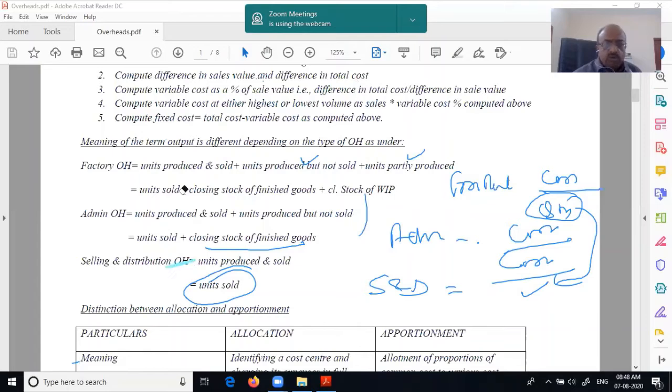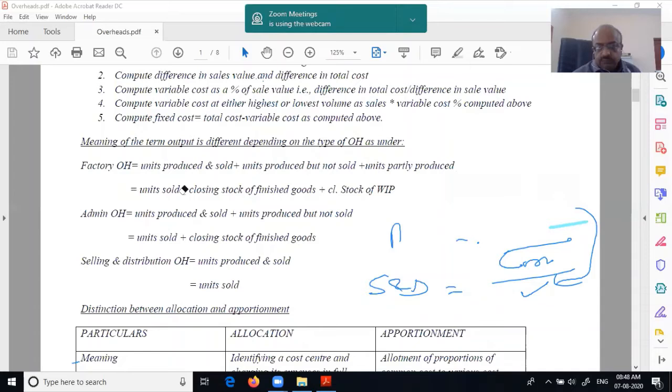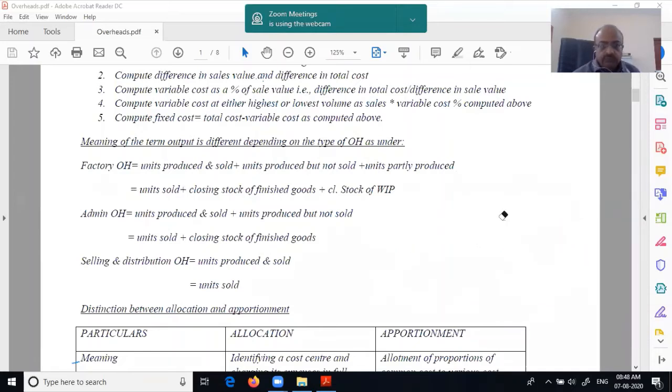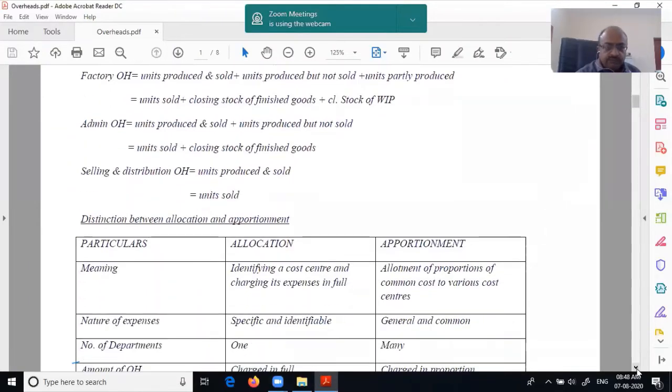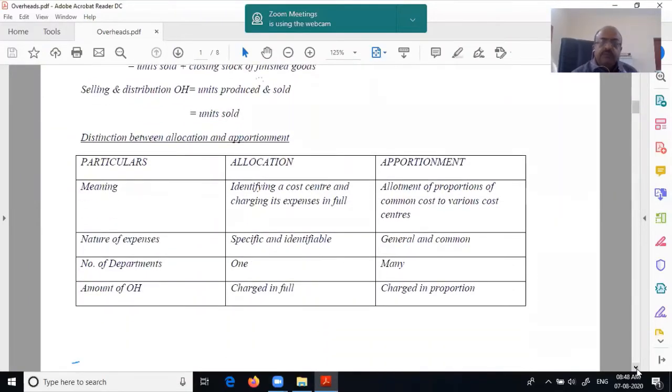Now let us move on. Very important again. One of these concepts is very, very important. When overheads are charged, this is a way you have to look at it, because a lot of students have confusion here.